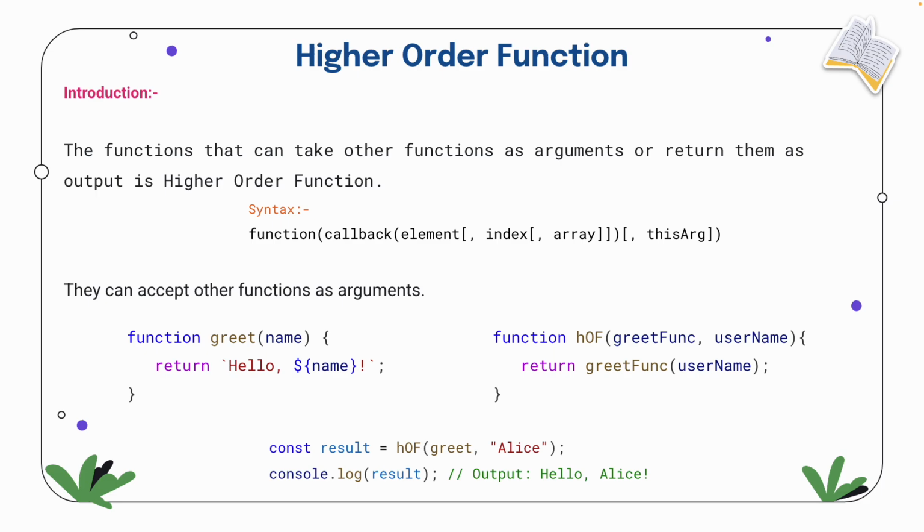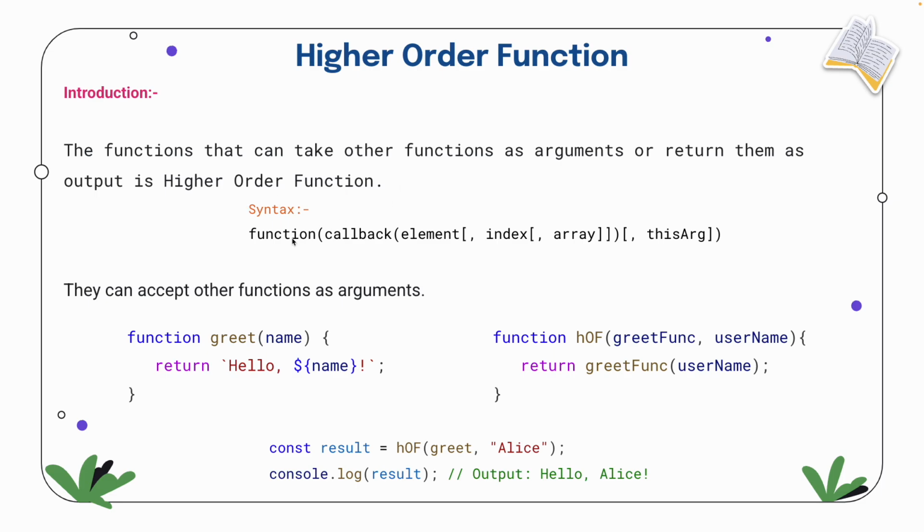It's like a person has to go to some other home. The person is the callback function and the home is the main function, or higher order function. So higher order functions can take other functions as an argument and return them as output, so it will return the output.